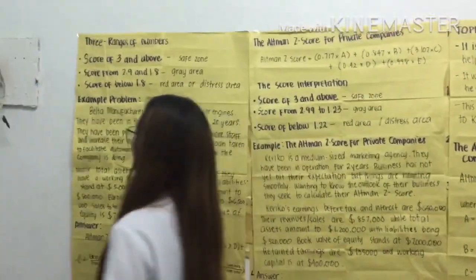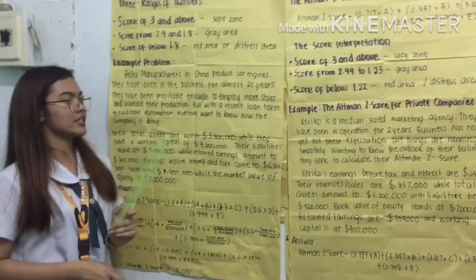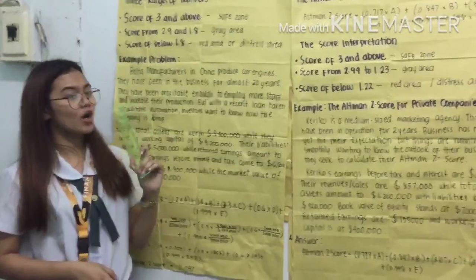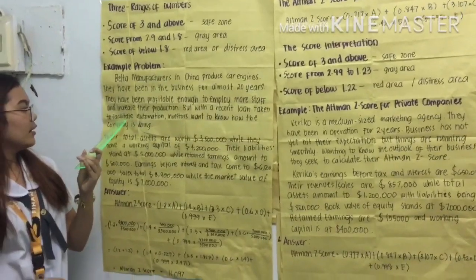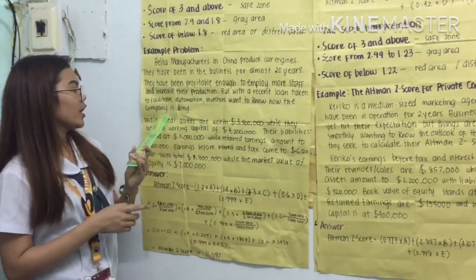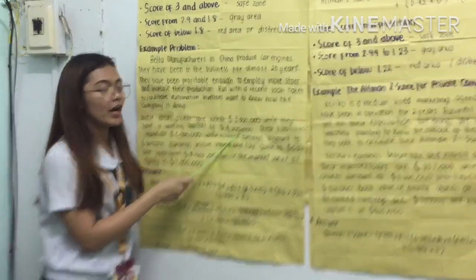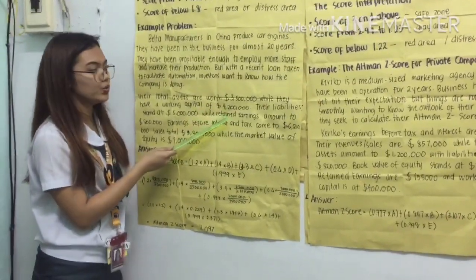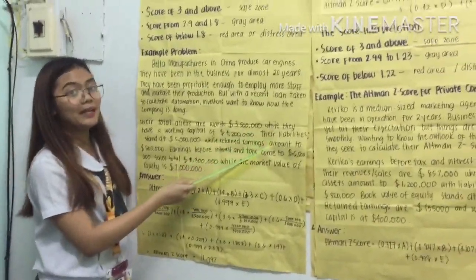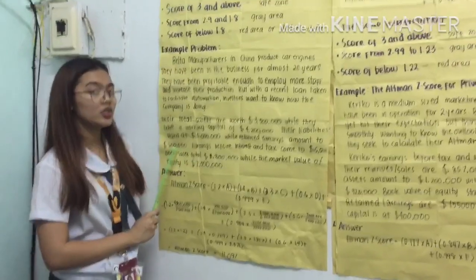So, in the example problem, Belta manufacturers in China produce car engines and they have been in business for almost 20 years. They have been profitable enough to employ more staff and increase their production, but with a recent loan to take on facility automation, investors want to know how the company is doing. Their total assets are worth $3,500,000 while they have a working capital of $4,200,000. Their liabilities stand at $5 million while the retained earnings amount to $800.